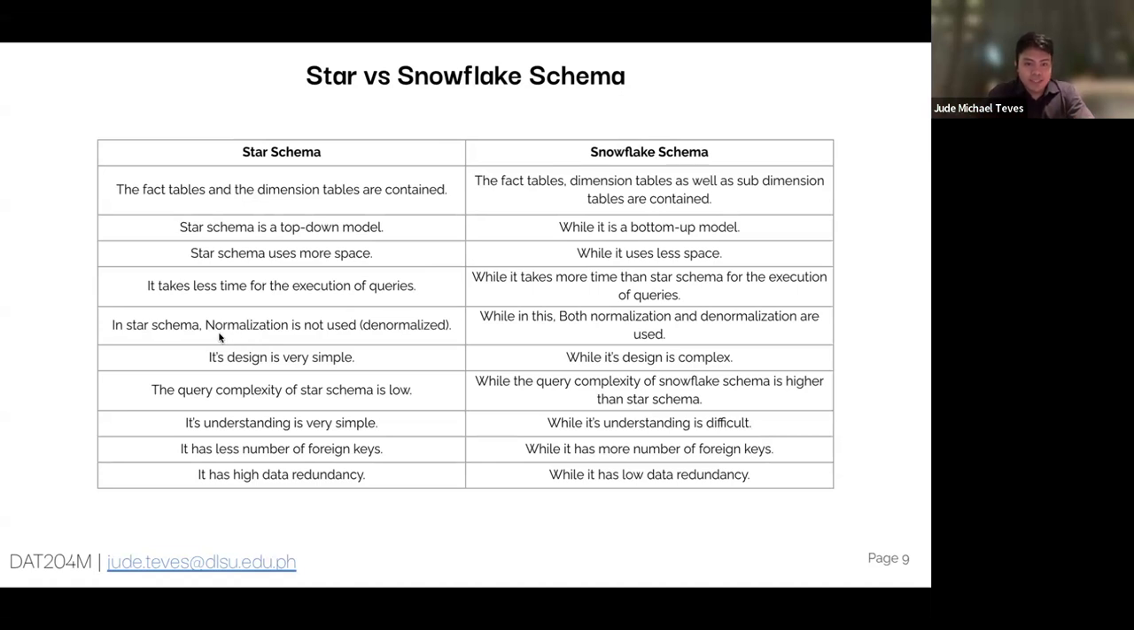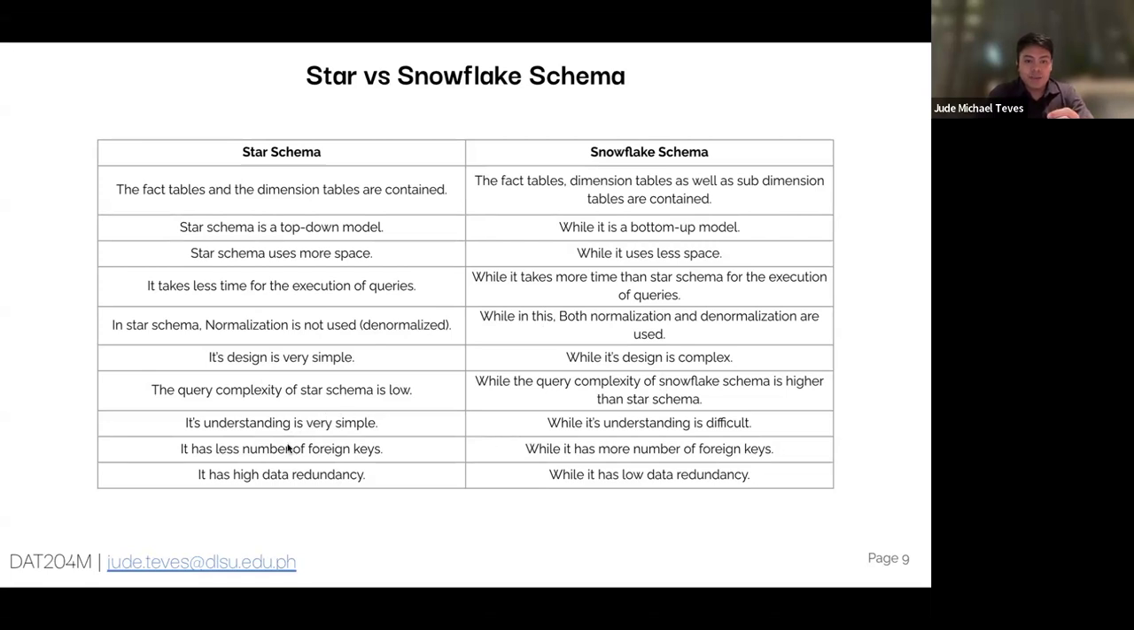In star schema, normalization is not used, so it's denormalized. In Snowflake schema, it has some normalization. The normalization depends on how much normalized you want it to be. So for star schema, the design is very simple. The Snowflake schema design can be complex because of all of the connections that you have. The query complexity of star schema is low, while the query complexity of Snowflake schema is higher than star schema. It is very simple to understand star schema, while in Snowflake it is more difficult.